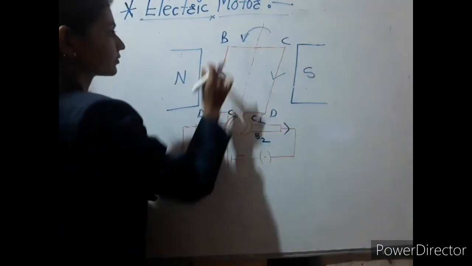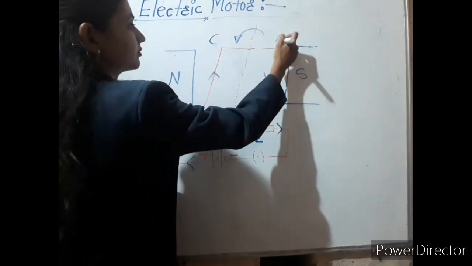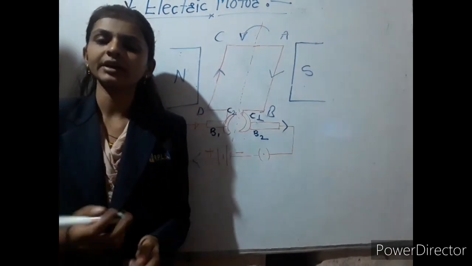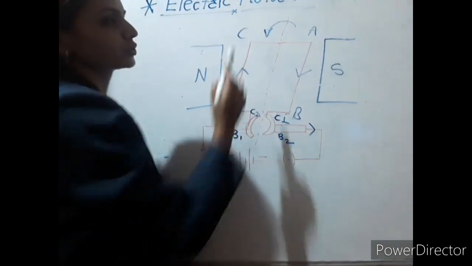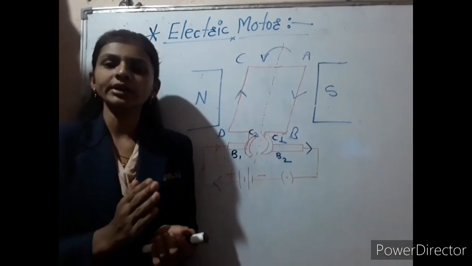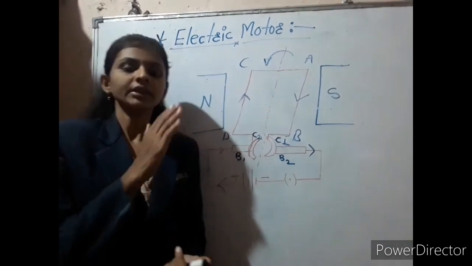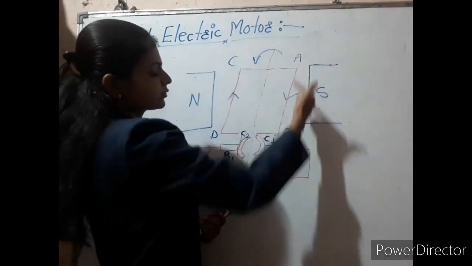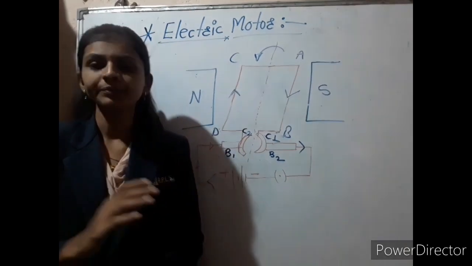flow from D to C and from A to B. This is the reverse direction of the current. In this case also, when the current enters from D to C, again the coil is going downward. By using Fleming's left hand rule we can find out the direction. This side of the coil is going downward, and when the current is flowing from A to B, that time the coil is coming upward. Again half rotation will be complete.